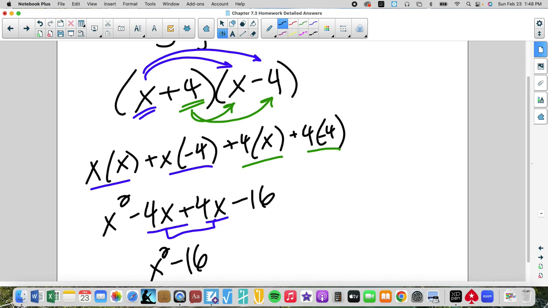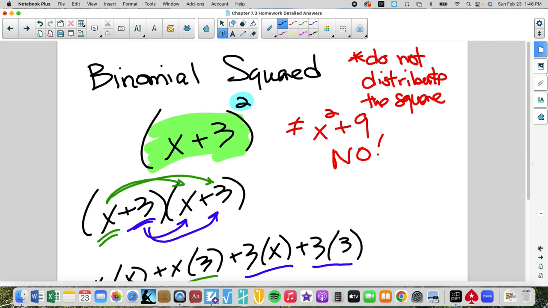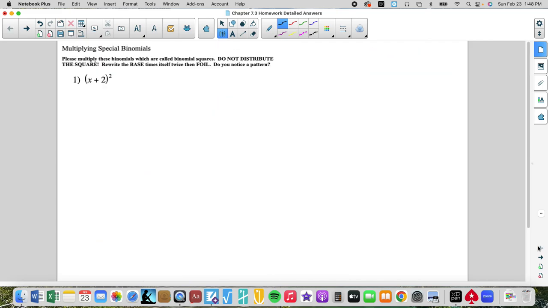And you get two terms. This is the first time that our solution has been only two terms. So when we did 7.2 and all of that double distribution, we always ended up with 3 terms. And this is the first time where two of our terms will cancel. So that'll be an interesting thing to see if you start seeing patterns. And I ask you, do you notice a pattern? Yeah. Rewrite the base times itself twice, then FOIL or double distribution.